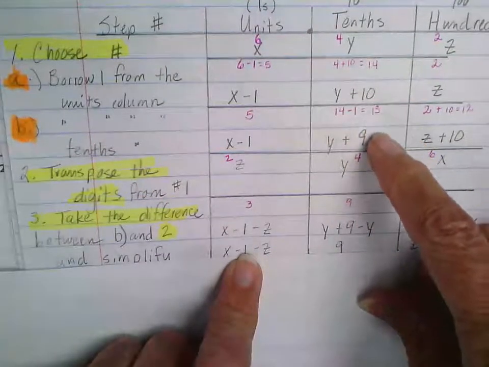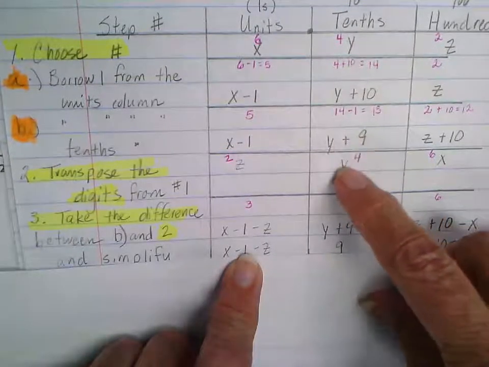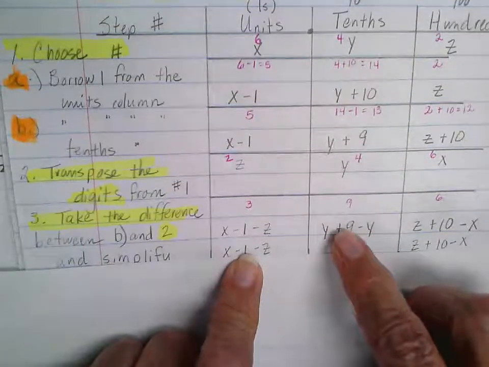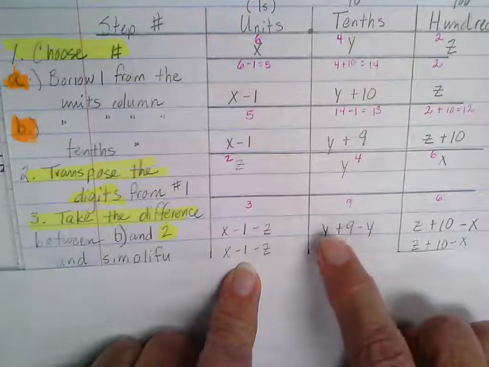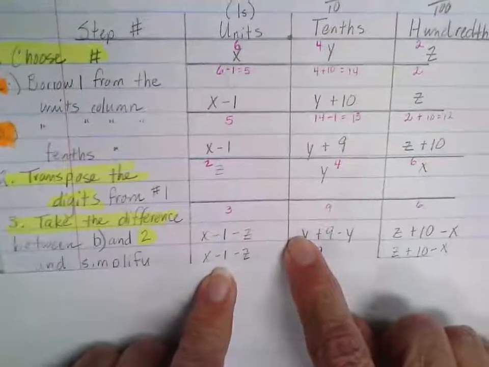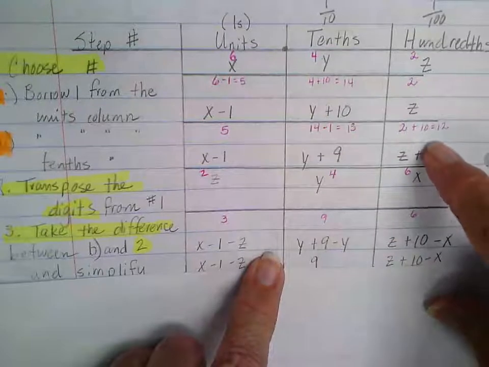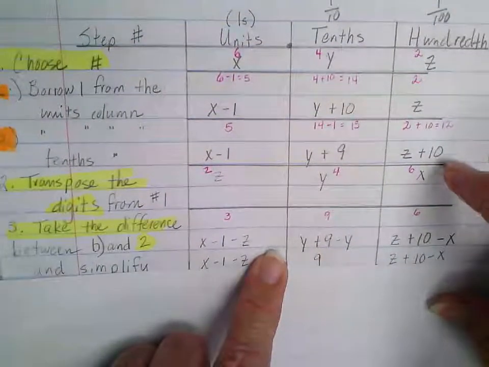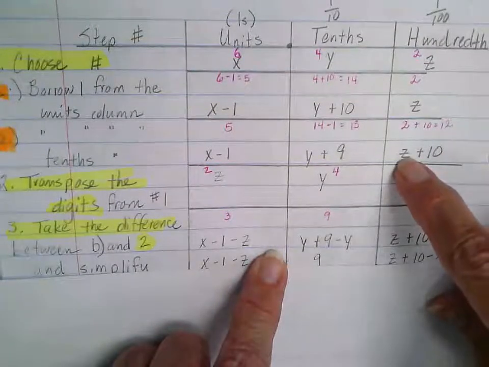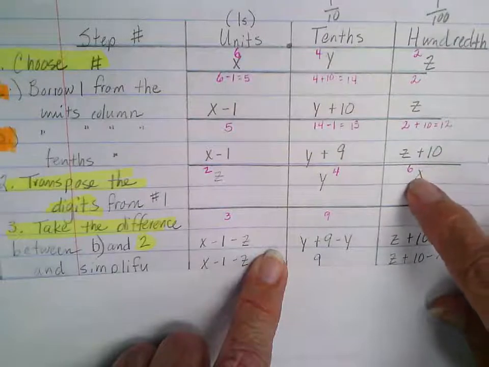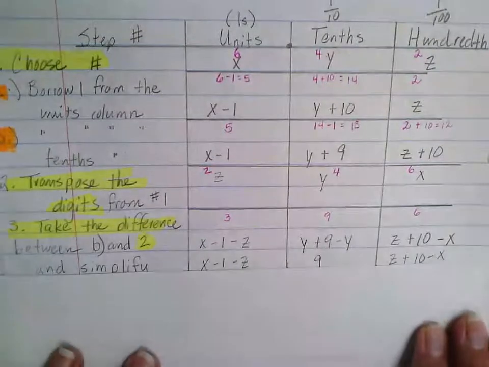I'm going to do the same thing all along here. I'm going to be taking the difference, so Y plus 9 minus Y, and that simplifies to 9 because these two Y's cancel each other out. Additive inverse at work there. Subtracting here, I'm going to be taking 12 minus 6, and I'm going to get 6. And when I take Z plus 10 minus X, I get Z plus 10 minus X, and I cannot simplify that any further.